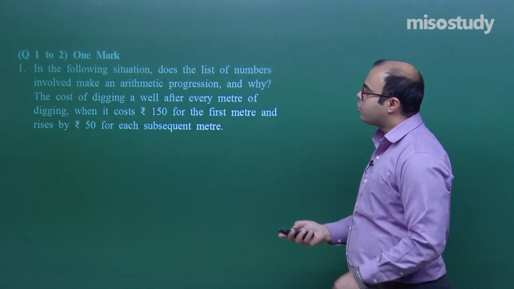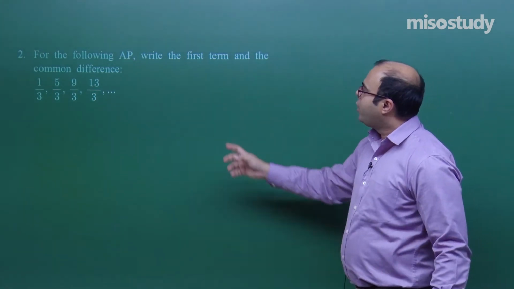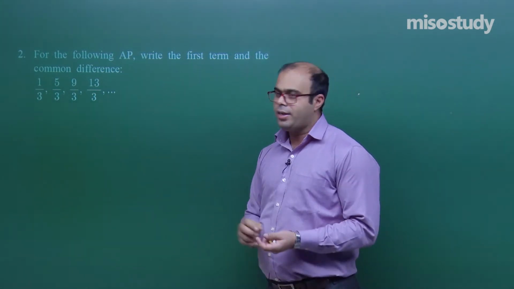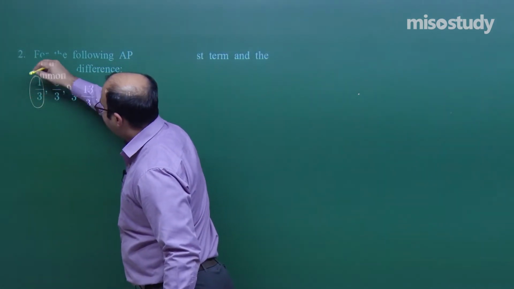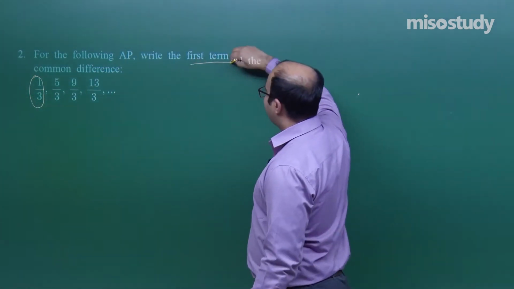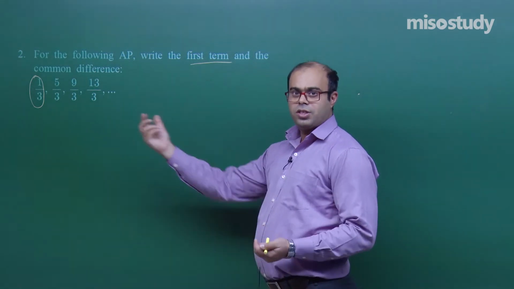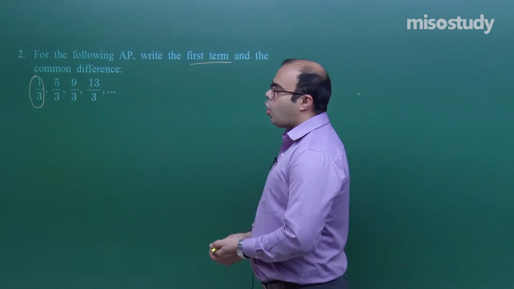This second question is also of 1 mark. For the following AP, write the first term and the common difference. First term is quite easy to understand. This 1 by 3 is the first term, the first term of the sequence. And what is the common difference?